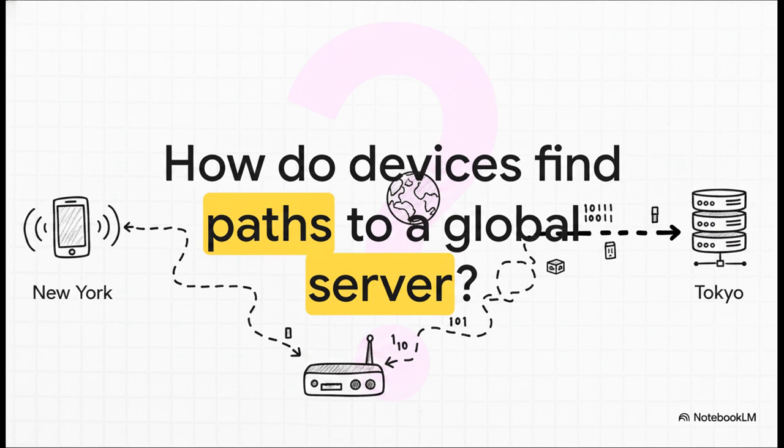Unlike those local switches we just talked about that only care about MAC addresses, routers operate right here at Layer 2. They look at your 32-bit IPv4 address, something like 192.168.1.1, or the massively upgraded 128-bit IPv6 address, and they use it to calculate the absolute best path across the globe to reach that exact destination.